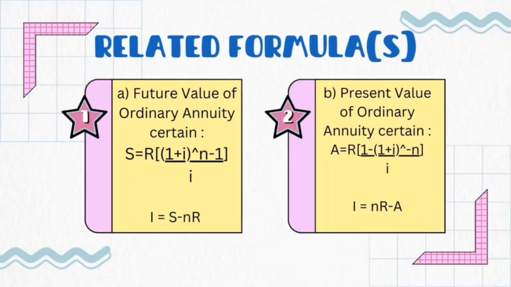The second formula in this topic is the present value of ordinary annuity, A = R[1 - (1 + i)^-n] / i. A represents the present value of ordinary annuity, R represents regular payments, i represents interest, and n represents the number of payments. To find the interest, we must use the formula I = nR - A.